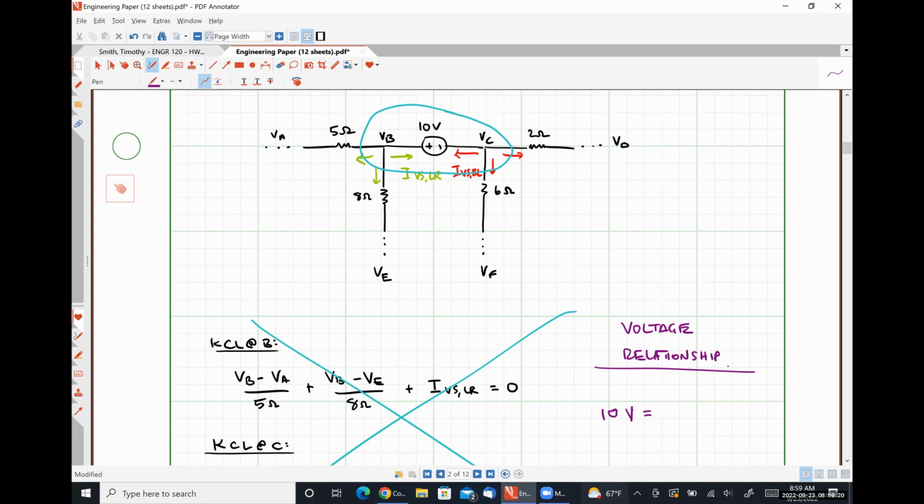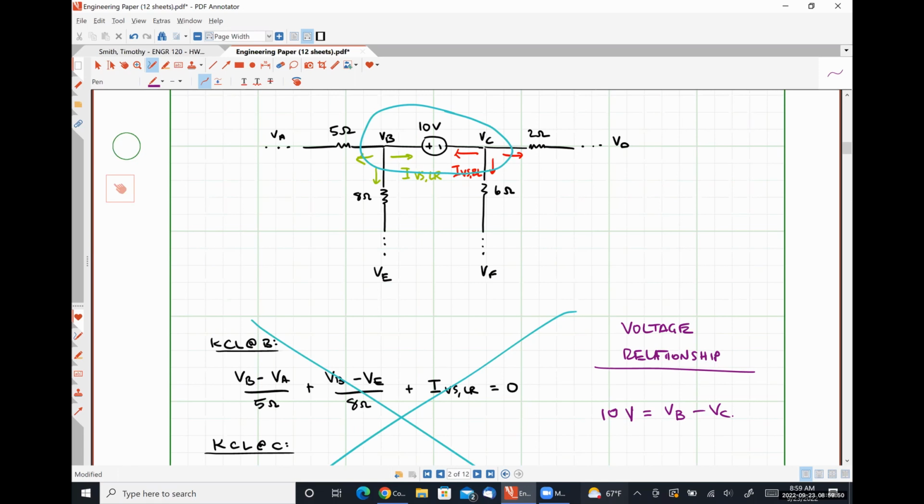So what node is associated with the positive polarity terminal of the 10-volt source? VB. What node is associated with the negative polarity terminal of the 10-volt source? VC. And now these two nodes have generated two equations, so we're going to wind up with the right number when we solve our system, okay?